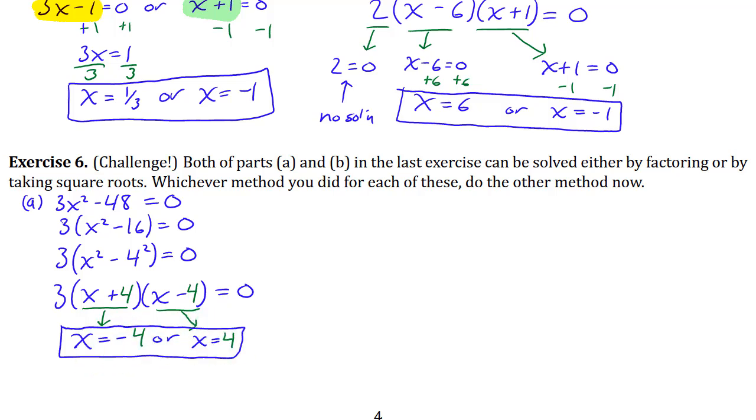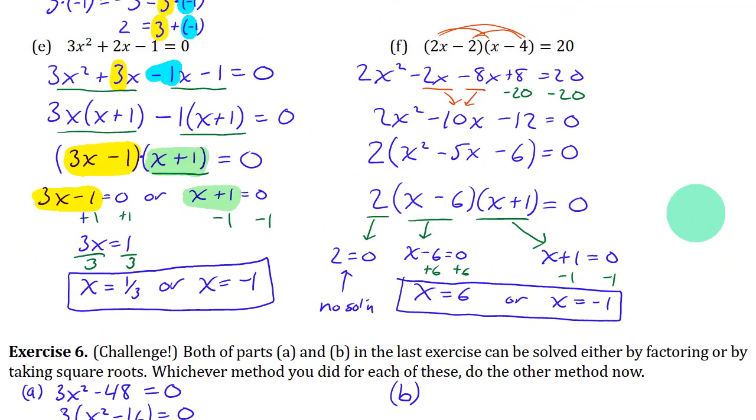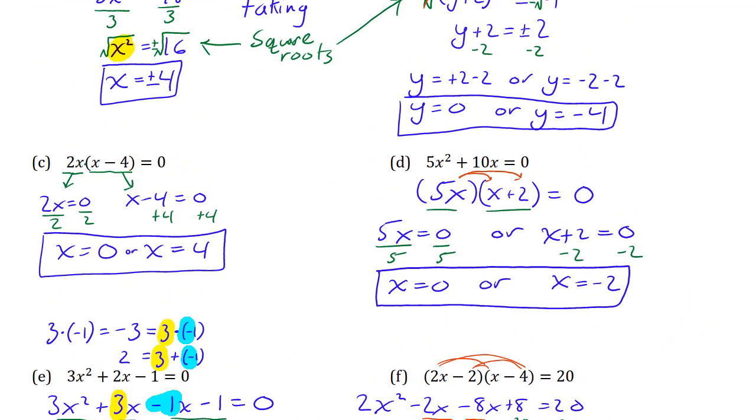And once you have 2 different methods, you can compare. You can see my mistakes, as I accidentally turned that 4 into a 2 for some reason. I guess I got 4 squared mixed up with 2 squared. But anyways, that is now correct. All right, so that's A. For part B, I did that one with square roots, so let's do that one with factoring now.